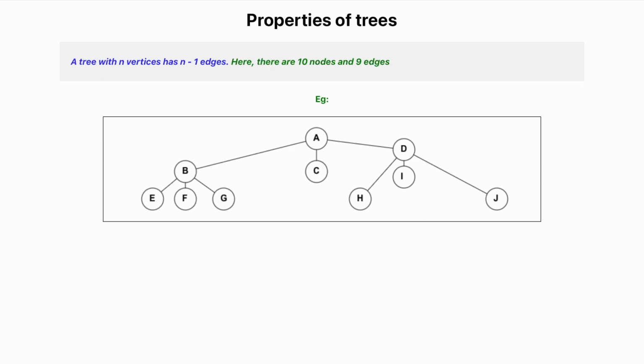Let's see some of the properties of a tree. A tree with n vertices has n minus 1 edges. Here, there are 10 nodes and 9 edges. A tree has no simple circuits. Here, there are no cycles. A tree is connected. Here, all nodes are reachable from every other node.